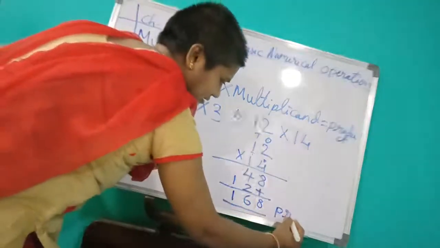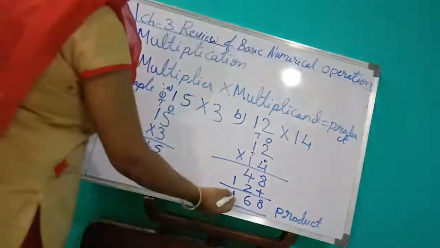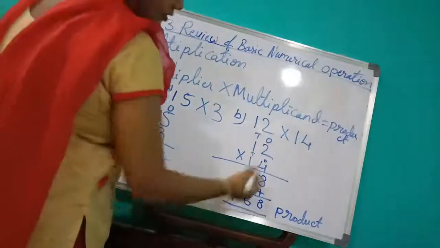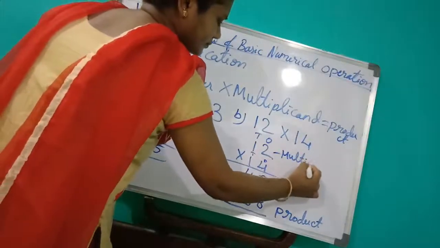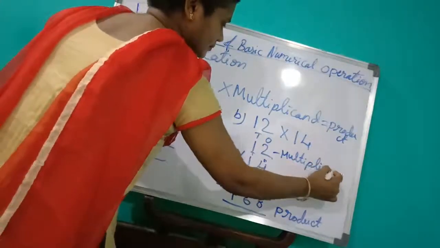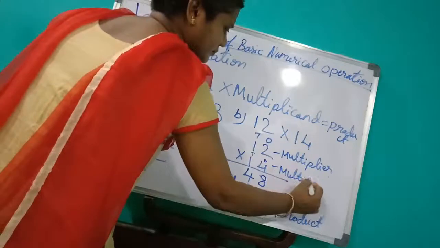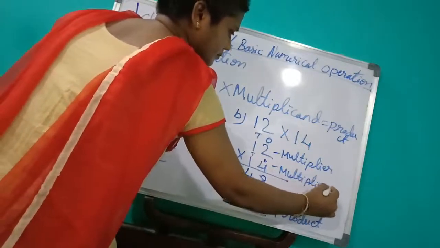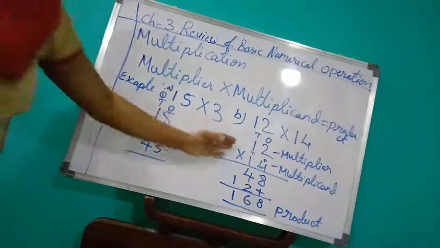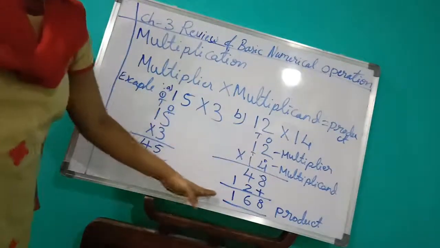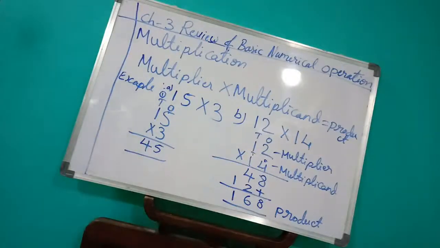See, 168 is the product. This is the multiplier, this is the multiplicand. Understood? See, 12 is the multiplier, 14 is the multiplicand, and the product is 168. Understood, children?